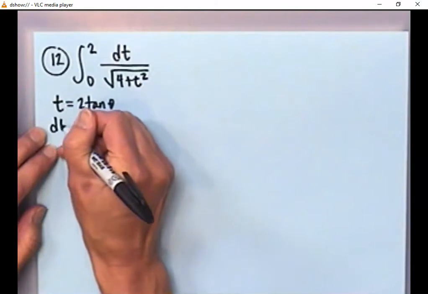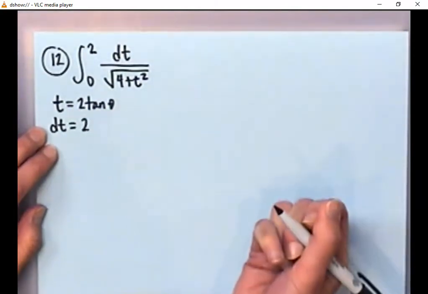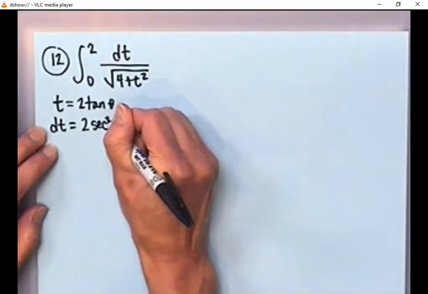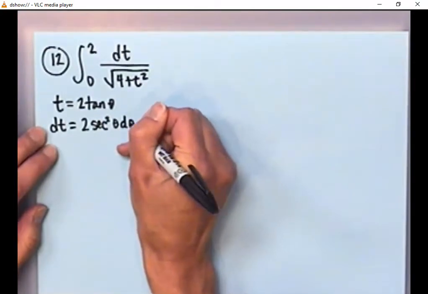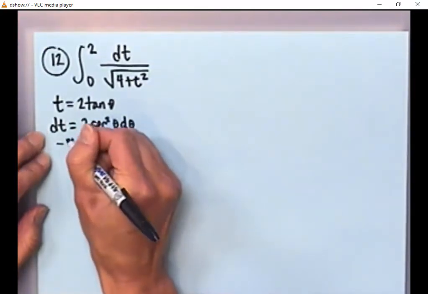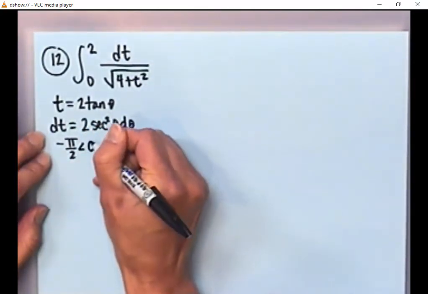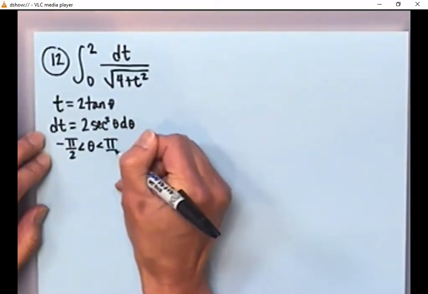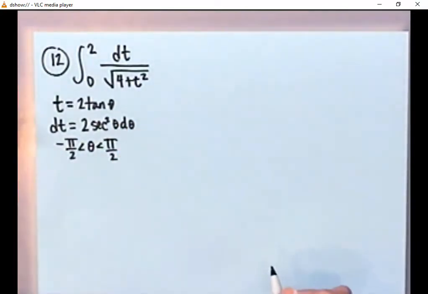So then dt, the derivative of that is 2 secant squared. The derivative of tangent is secant squared of theta d theta. Make sure you're still putting on your domain restrictions here. For tangent, it's between negative pi over 2 and pi over 2. And this one had limits, so did you change the limits, Nathan? I probably would. Yeah, you might want to because they do turn out nice.